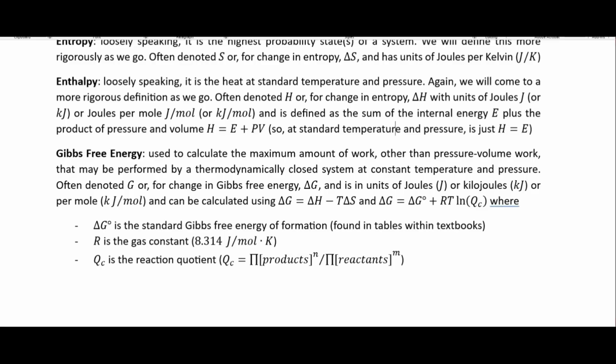Then another state function that will be of interest to us is what's called the Gibbs free energy. This is used to calculate the maximum amount of work, other than pressure volume work, that may be performed by a thermodynamically closed system at constant temperature and pressure. So this is often denoted as G, or for a change it's delta G, and has units of joules or kilojoules, or it can be joules per mole or kilojoules per mole. And this can be calculated using these two equations.